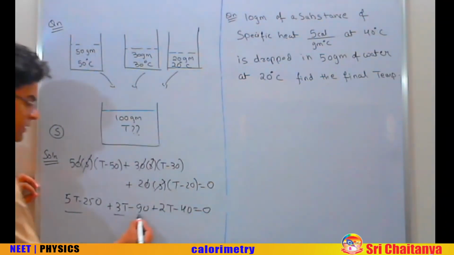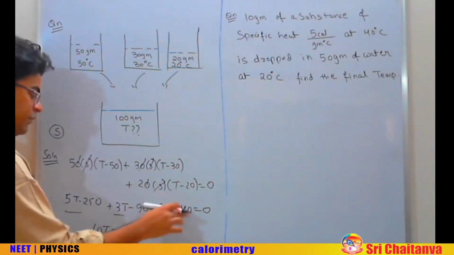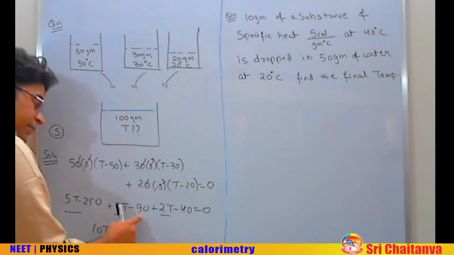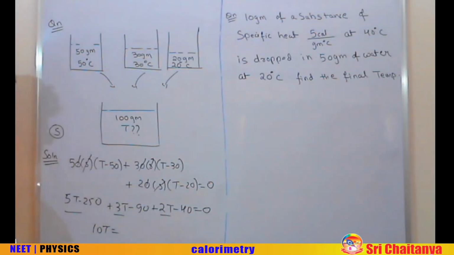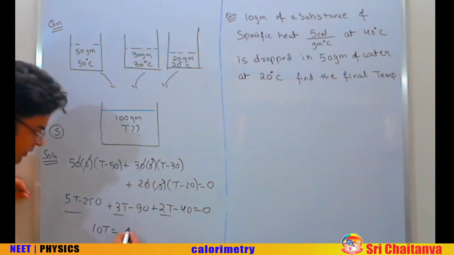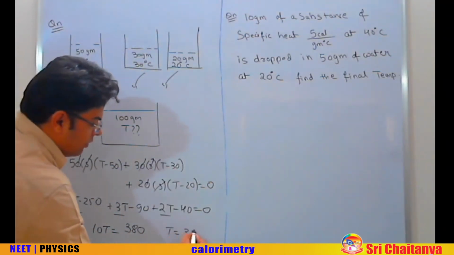5T plus 3T plus 2T becomes 10T. On the right hand side, you get 250 plus 90 plus 40. 90 plus 40 gives you 130, so 250 plus 130 becomes 380. So the final temperature comes out to be 38 degrees centigrade.